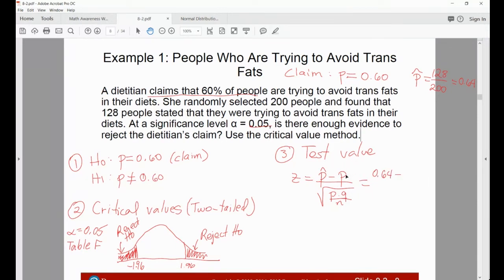Now, what's the value of p? The value in the null hypothesis. In the null hypothesis, p is equal to 0.60. So we subtract 0.60. And now we divide by the square root of p, 0.60, times q. Now q is 1 minus p, not 1 minus p hat. So it's 1 minus 0.60, not 1 minus 0.64. So it's 0.40.